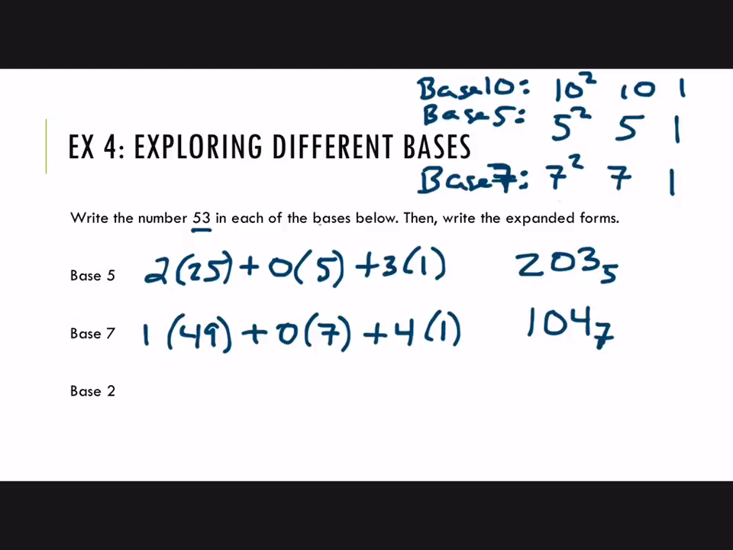Okay. Now to write this in true expanded form, I should swap these out. I want to write these as powers of the base. So this would really be 5 squared, and this would be 7 squared. Okay, so expanded form, and then as a base 5 and base 7 numeral.